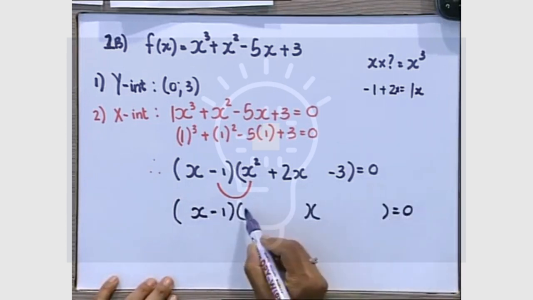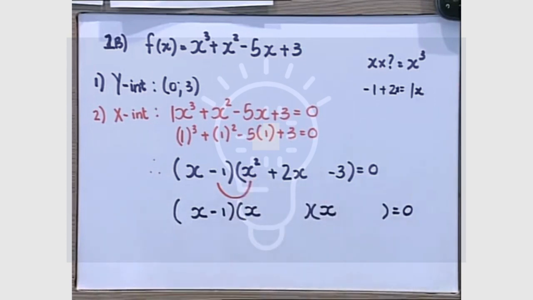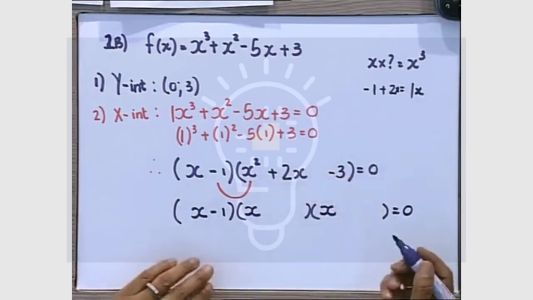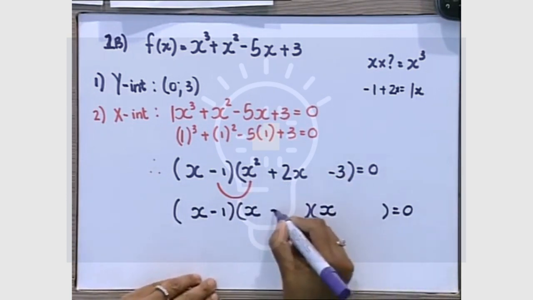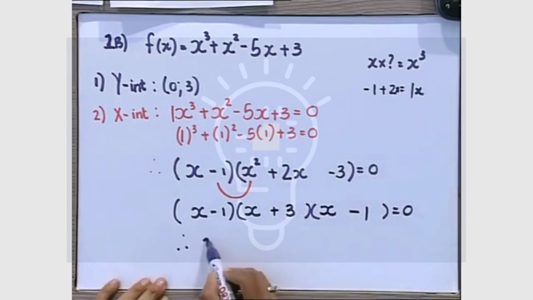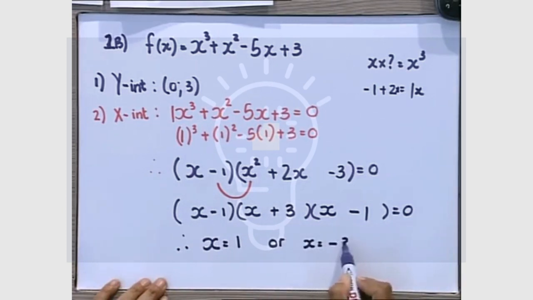And can we factorize? x multiplied by x gives me that x squared. Remember that you need to use 3 and minus 1 to get to plus 2x, so that's quite easy, everyone. It's plus 3 minus 1. Everybody, are you happy? Your x-intercepts are x equal to 1 or x equal to -3.